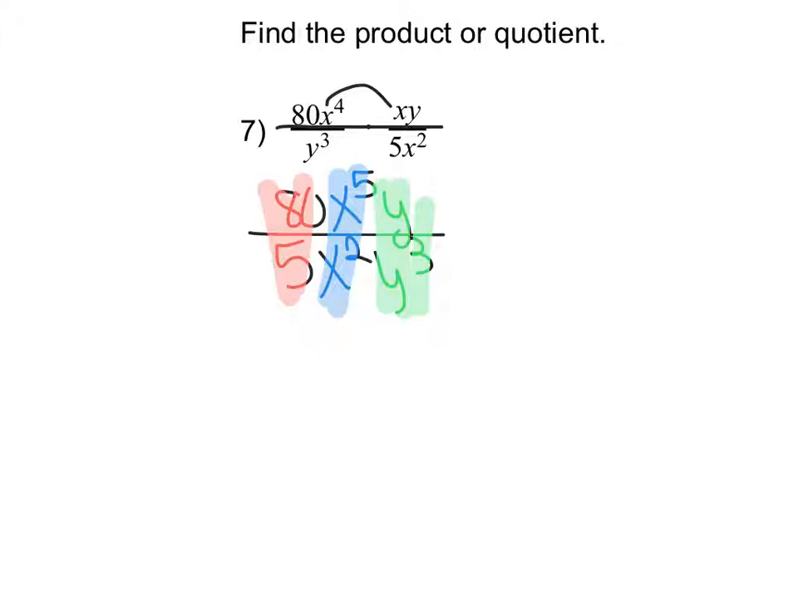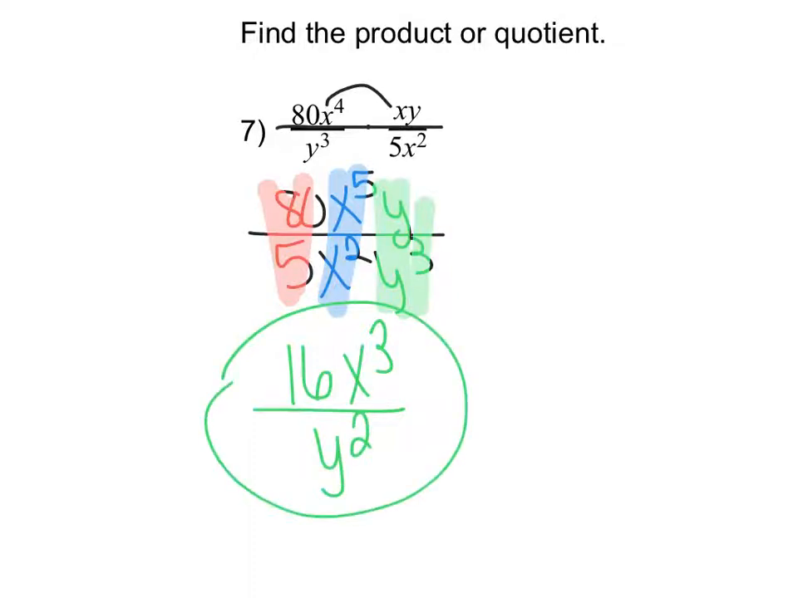80 divided by 5 is 16. x to the 5th divided by x squared, that is subtracting exponents, so we'd be at x to the 3rd. And then y to the 1st divided by y to the 3rd, that y squared is going to be in the denominator. And that's as simple as it gets.